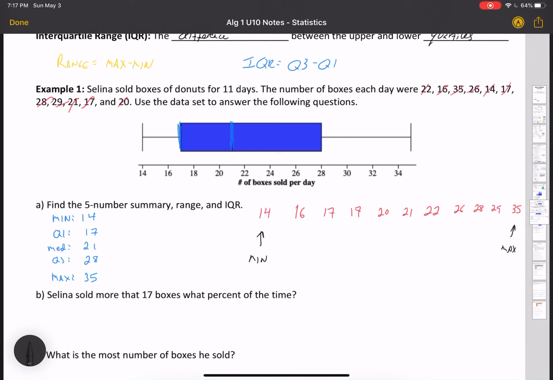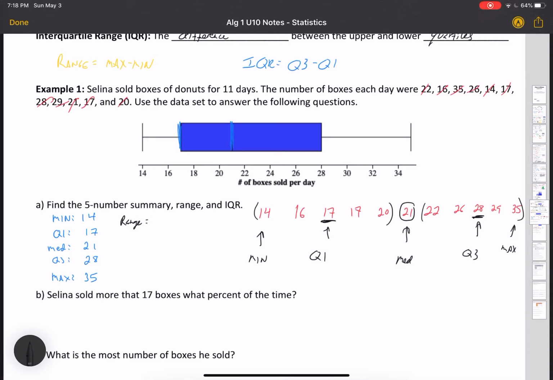Now we find the median. Now we group the upper 50% and the lower 50%, and we find the medians of each of those groupings. Median of the lower is Q1, median of the upper is Q3, and you'll see that those numbers match what we found just by looking at the box plot. Okay, so that's the 5-number summary.